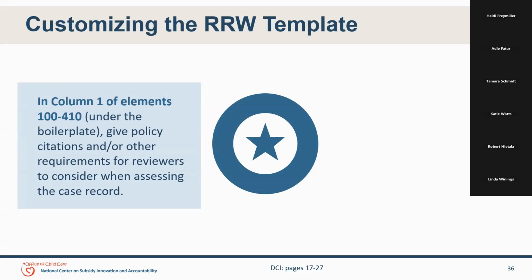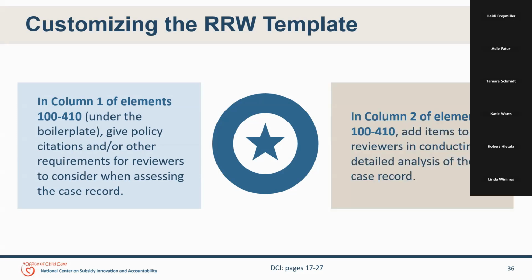Once you've familiarized yourself with the worksheet and you've determined what format you'll be using to create it, then you can go ahead and start customizing. In column 1 of elements 100 through 410, underneath the boilerplate, you'll add policy citations or other requirements for the reviewers to consider when assessing the case record. And I will show some examples of this in a moment. In column 2 of elements 100 through 410, add items that reviewers will complete to analyze the case record.